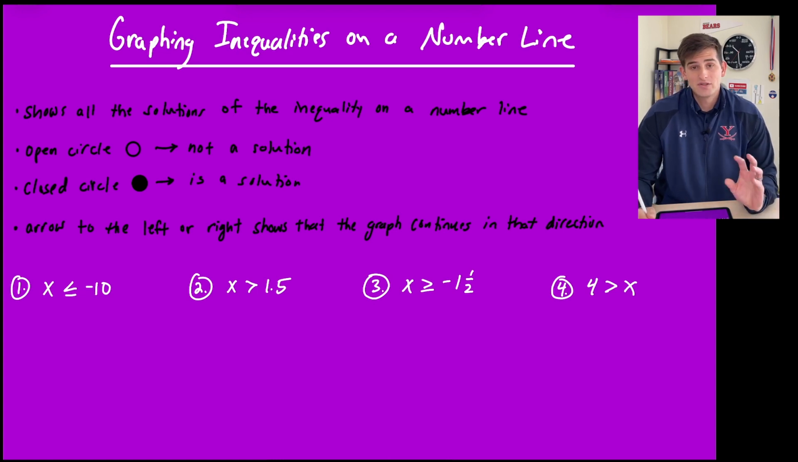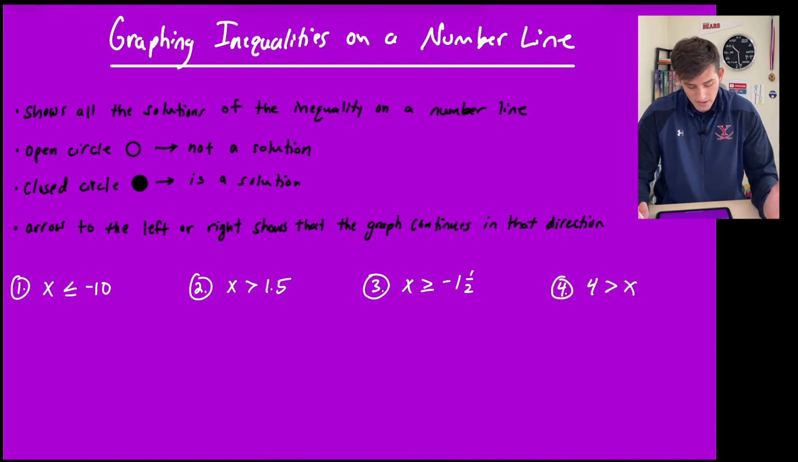And we're going to graph the solutions to the inequality, or the numbers that would make the inequality true if we plug them in for the variable, on a number line. So what is this going to do? It's going to show us all the solutions of the inequality on the number line. So once we have our graph on the number line, what does it actually mean?